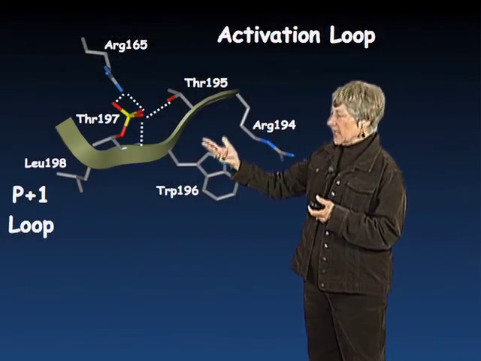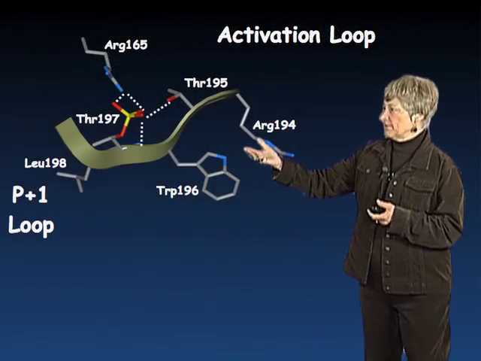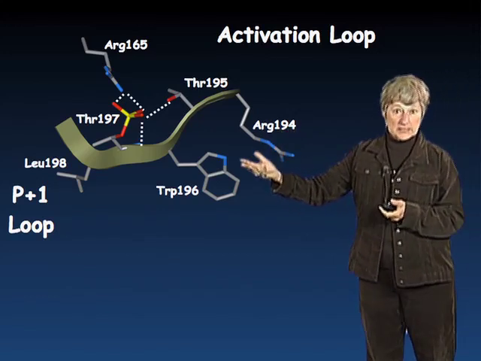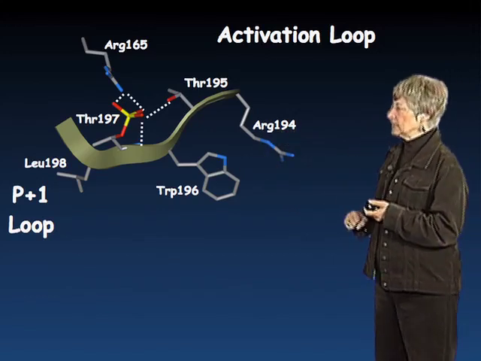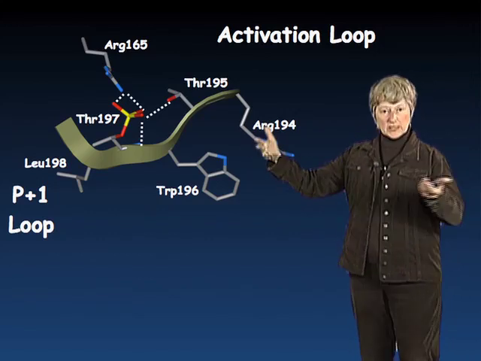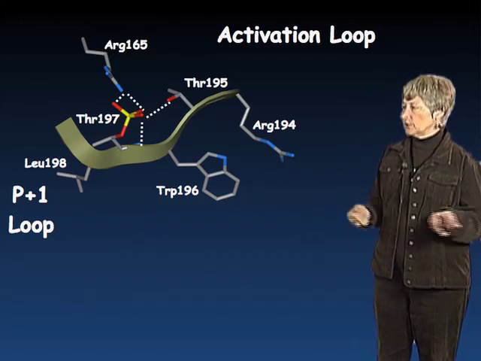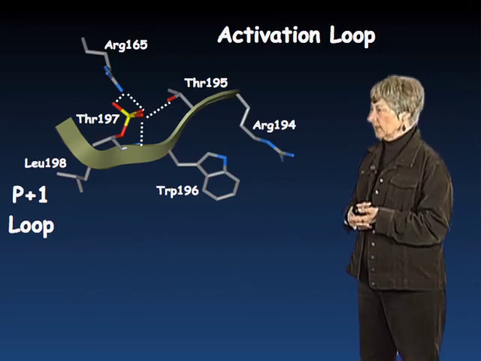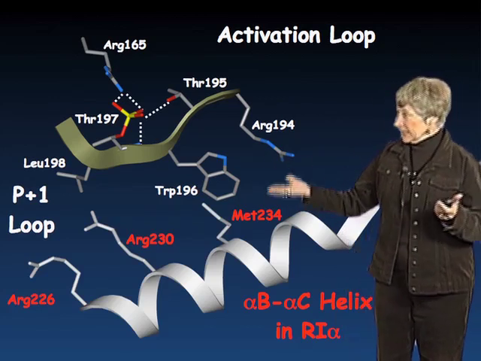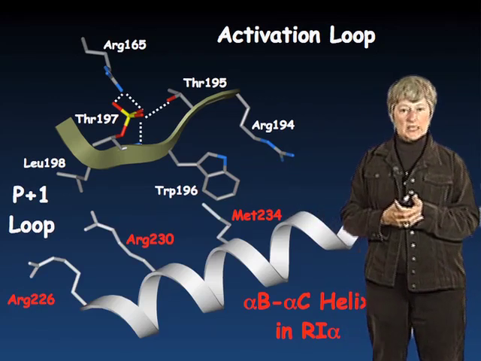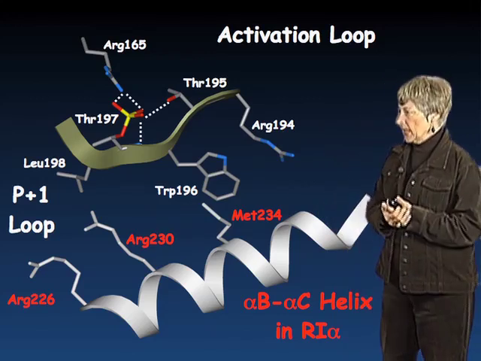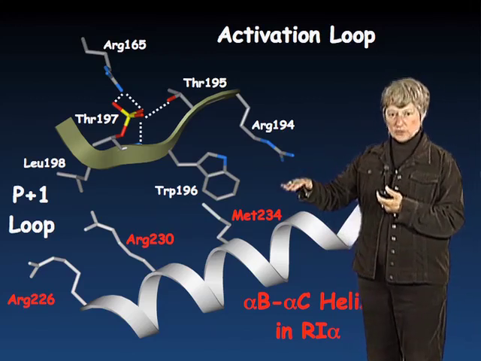So this is the activation loop that I told you about before. Here's that phosphate. This is an active kinase. The regulatory subunit doesn't bind very well if it's not an active and phosphorylated kinase. And I also told you that this threonine feeds back to all those different parts of the molecule, including the active site, to make an active kinase. So if we look where that helix from the regulatory subunit is docking, it's docking right up against that activation loop. And this is a critical interface.